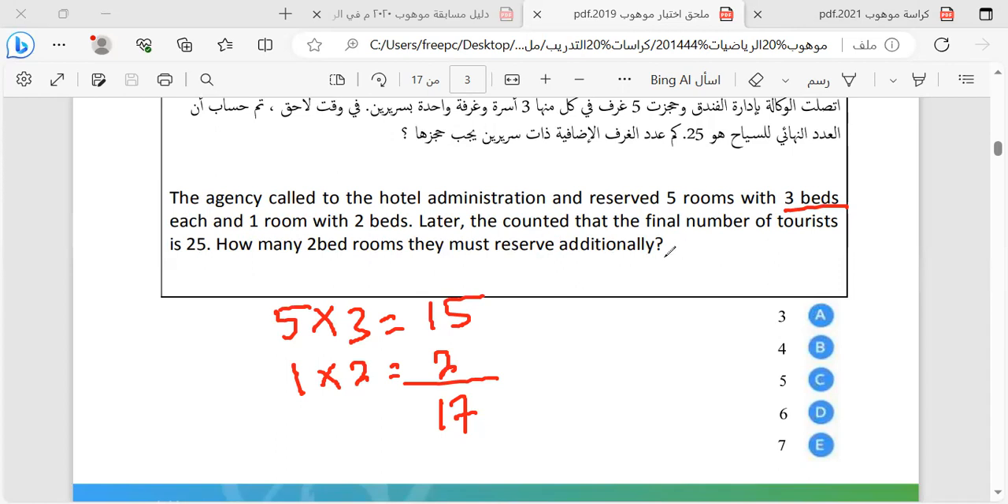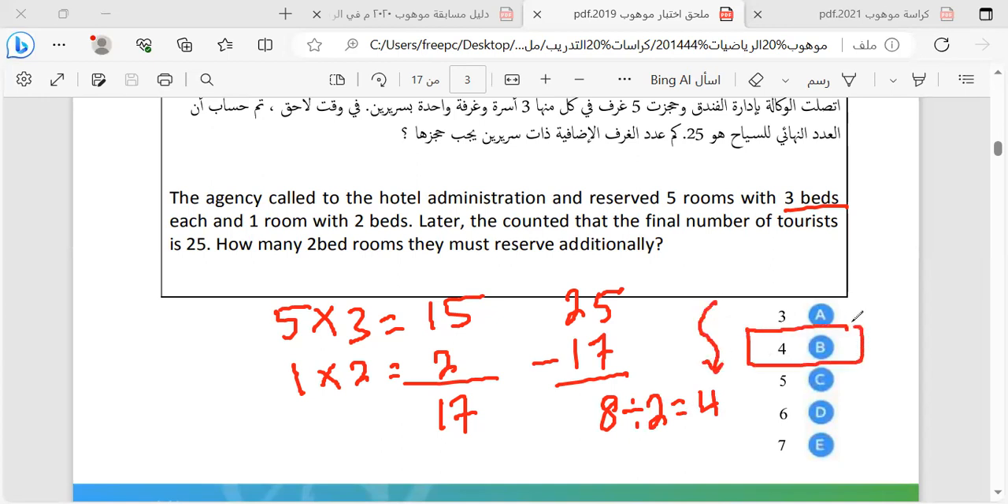Later, they counted that the final number of tourists is 25. So what is the remainder? How many beds do we need? 25 minus 17 is 8. Then divided by 2 equals 4. So how many rooms do I need? 4.